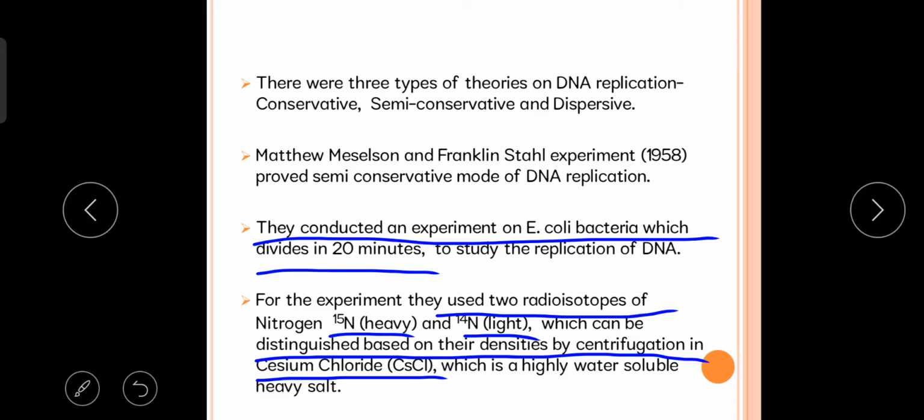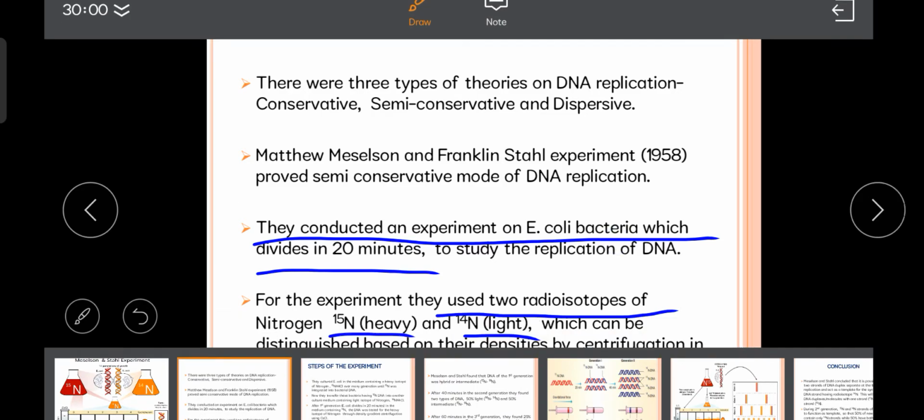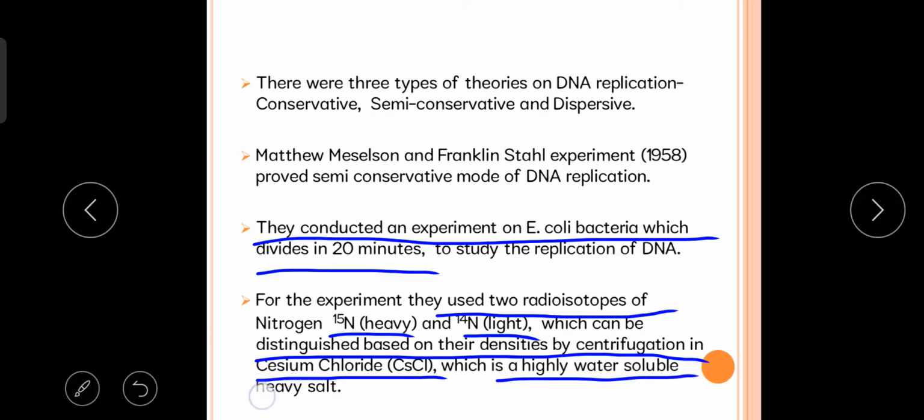So what is cesium chloride? Cesium chloride is a highly water soluble heavy salt.